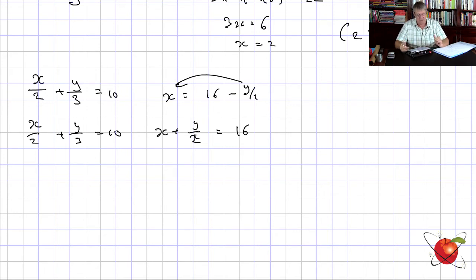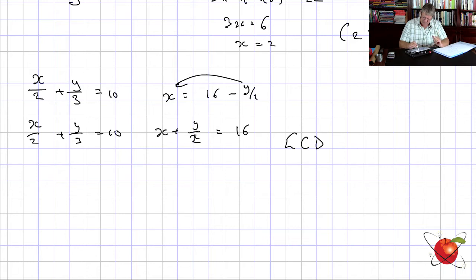Before we decide on the variable, let's get rid of the fraction. What is the fraction going to be? Well, we're going to multiply through by the LCD. And what is the LCD here? It's going to be 6, isn't it? So I go to each one, okay?